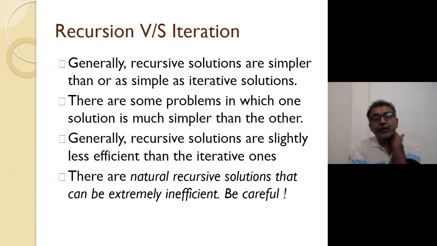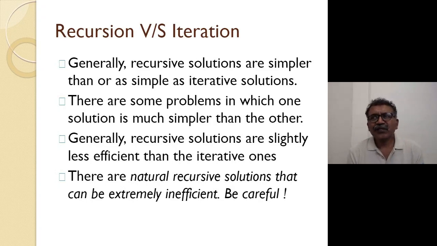Generally, recursive solutions are slightly less efficient than the iterative ones. That is also true. Why? I will explain you. Recursive solutions are not efficient. They are space consuming. Space means memory, more memory is consumed, right? There are natural recursive solutions that can be extremely inefficient. Be careful, right?